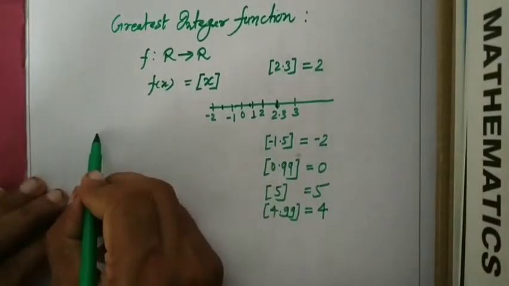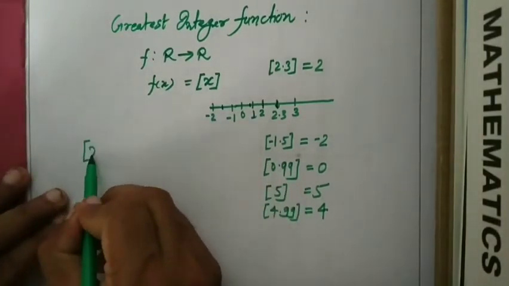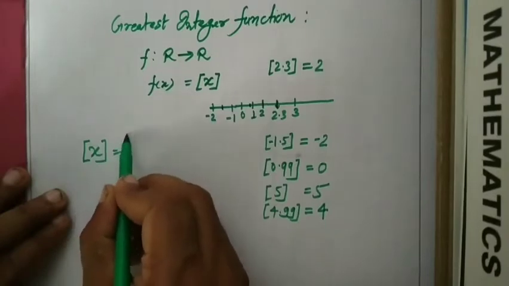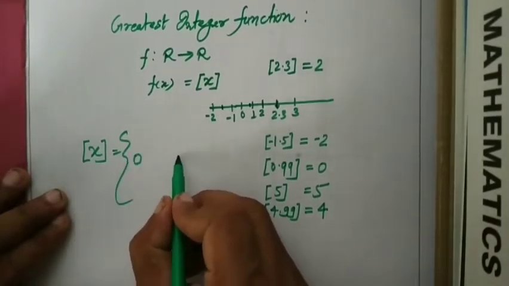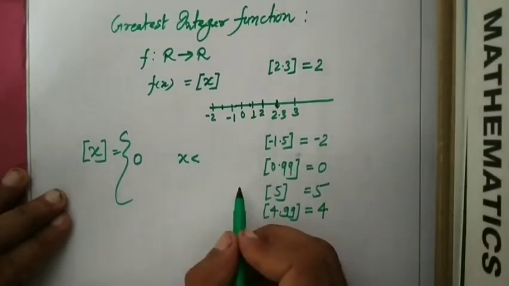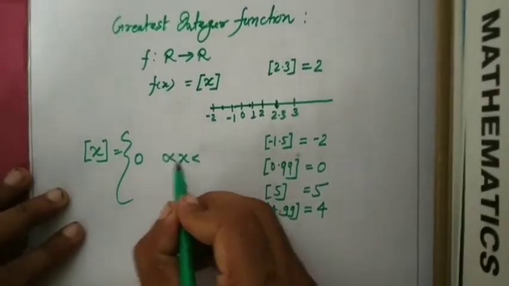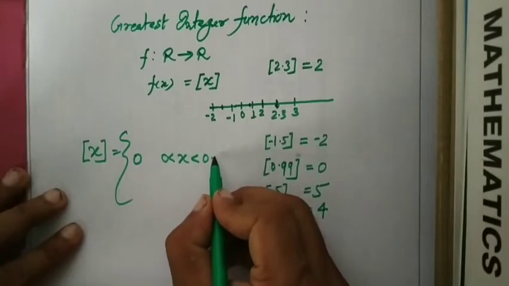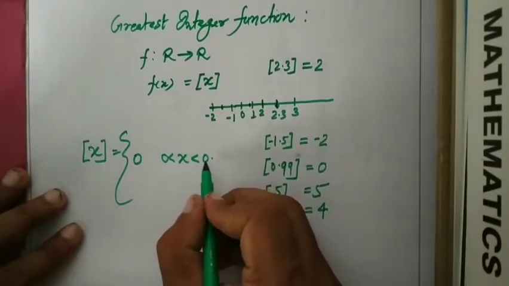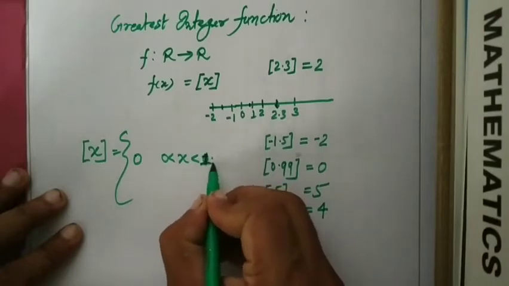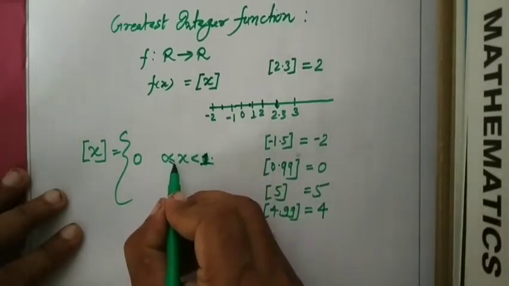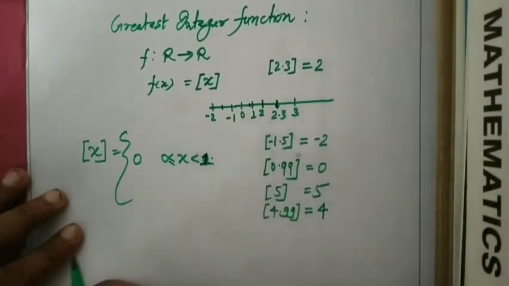So let's see how it is defined. The greatest integer function of x is going to be defined as: it gives you 0 whenever x is situated between 0 and 0.9999, or you can say it is less than 1, not equal to 1 but less than 1, and greater than or equal to 0. It will always give you 0.